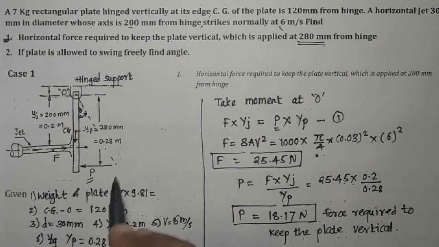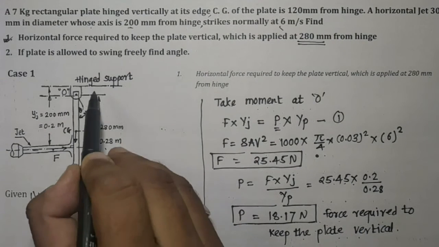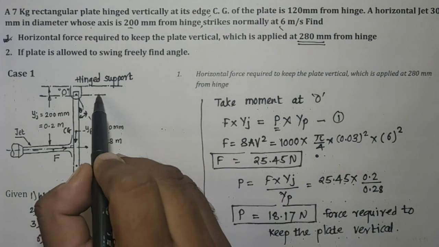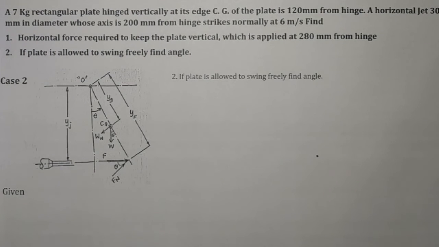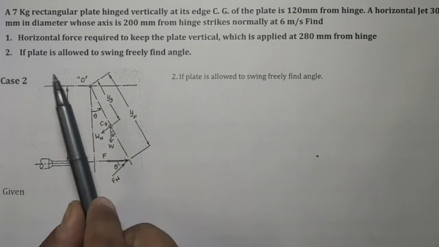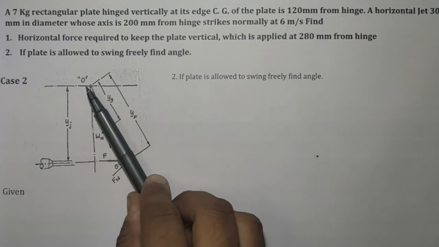Okay, and this force is applied at this location, where that location is 28 mm from the hinge support. So this is all about case number 1. Now we will see case number 2, if we allow this plate to swing freely.